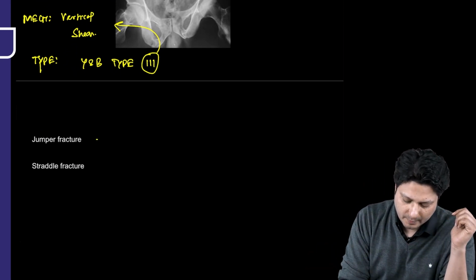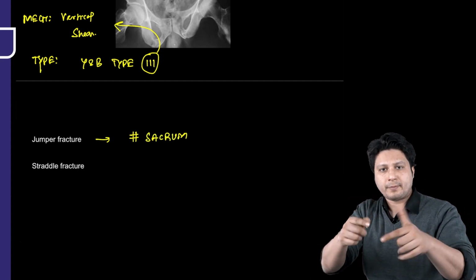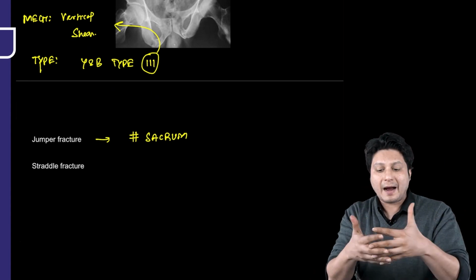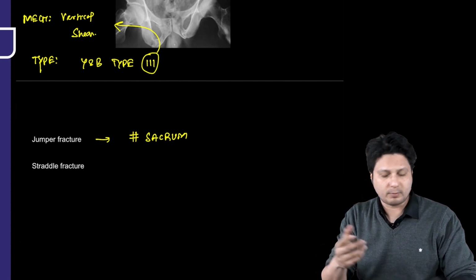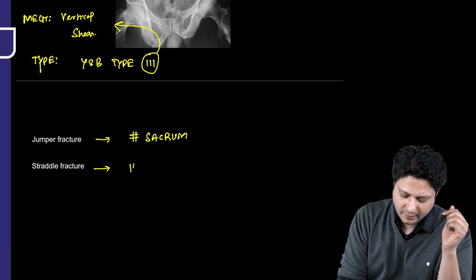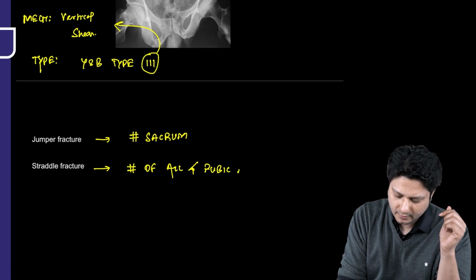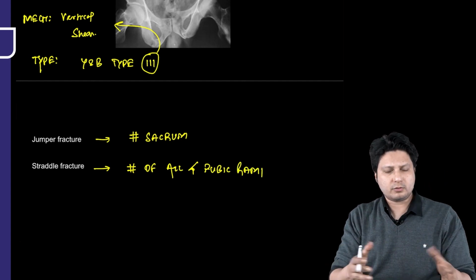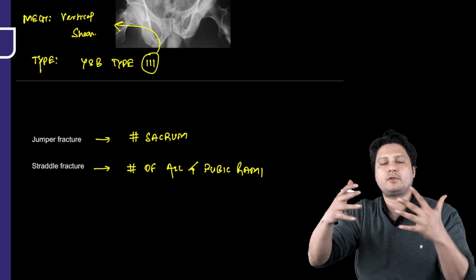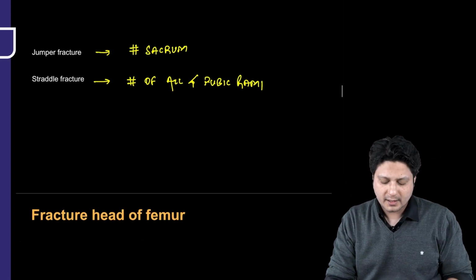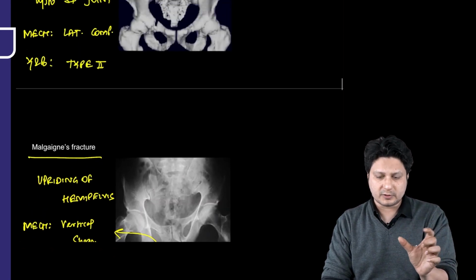Another eponymous fracture is the jumper fracture. It is the fracture of the sacrum. All of you know that athletes involved in long jumps, at the time of impact, when they land on the ground, might break their sacrum when it is impacted against the ground. So it might result in a fracture of the sacrum, known by the name of jumper fracture. Straddle fracture is the fracture of all four pubic rami. There is a set of four pubic rami, superior and inferior on the left side, superior and inferior on the right side. When all four of them are fractured, it is known as a straddle fracture. It is again an unstable kind of injury that has to be managed. So this is about the eponymous fractures of the pelvis.